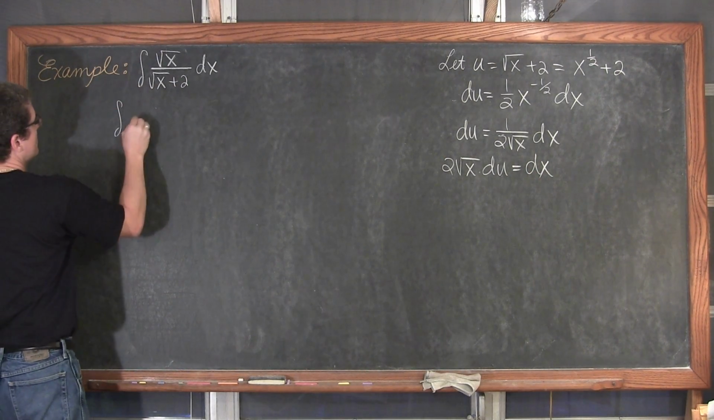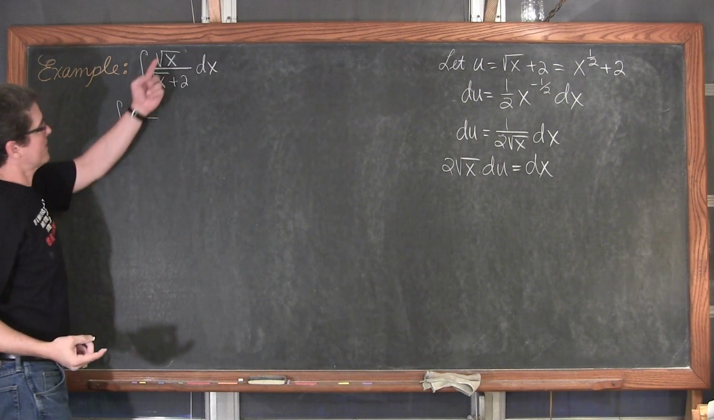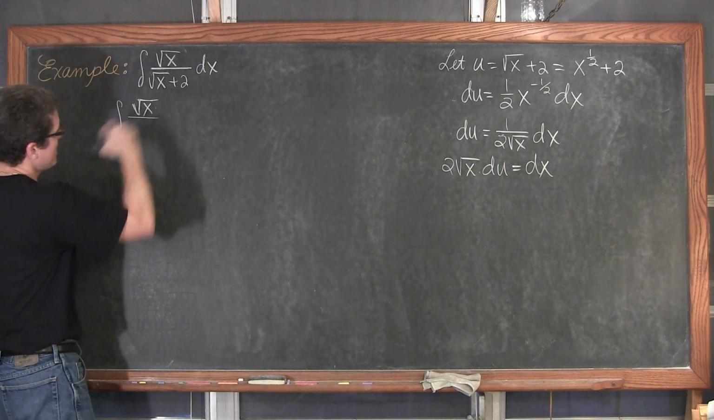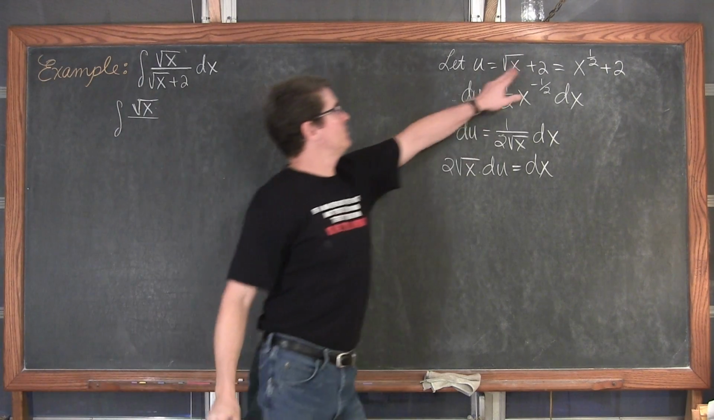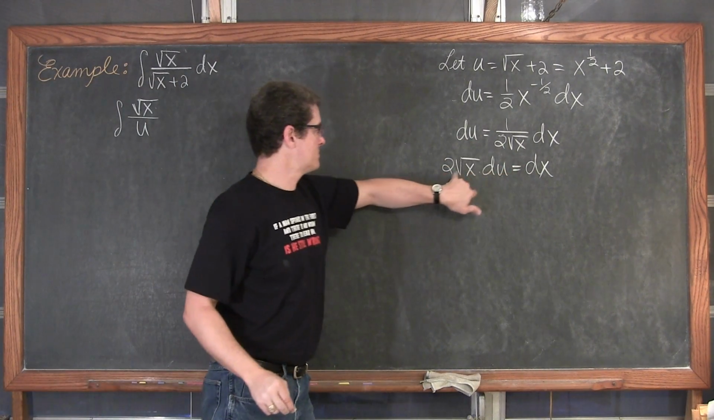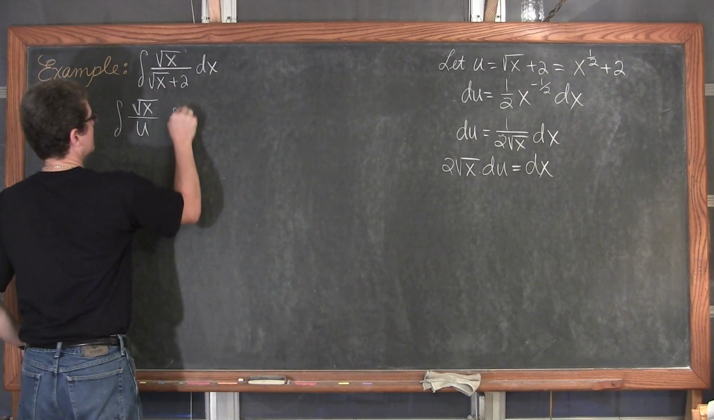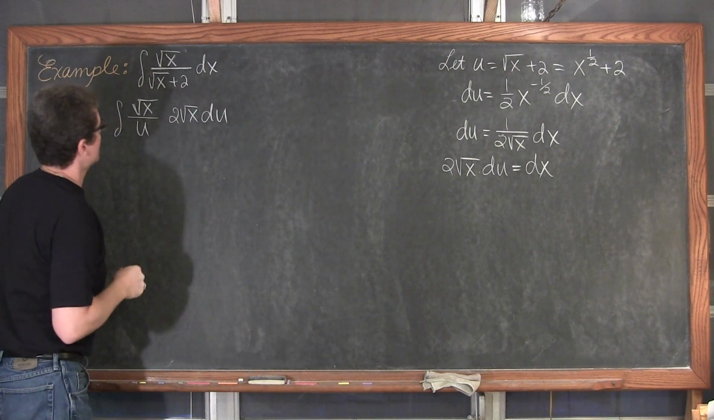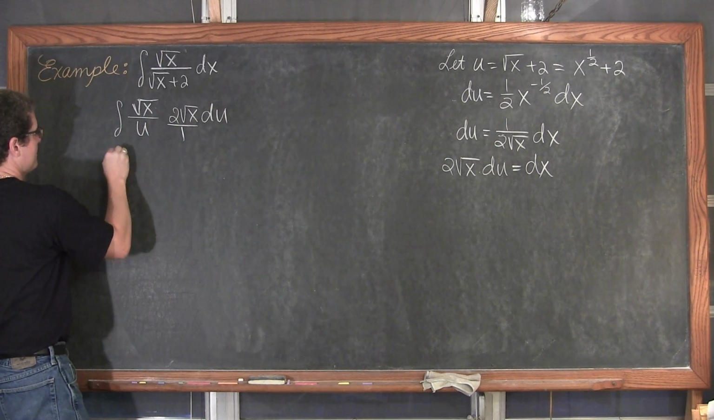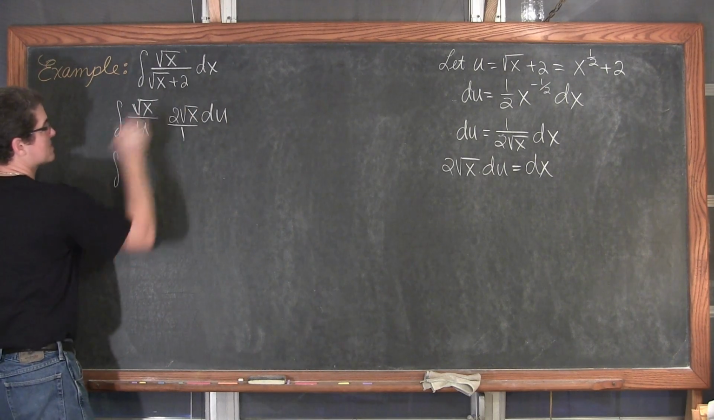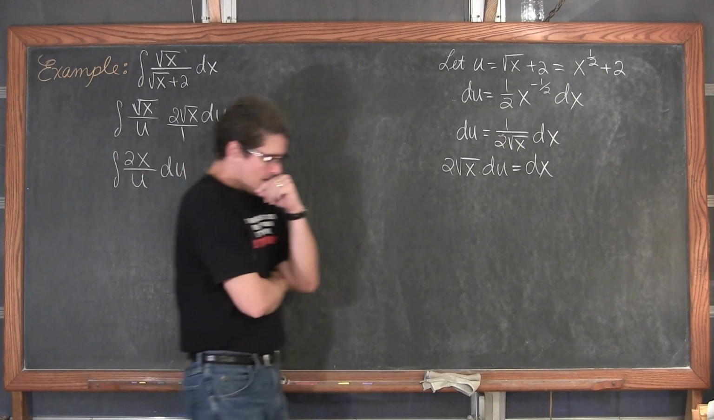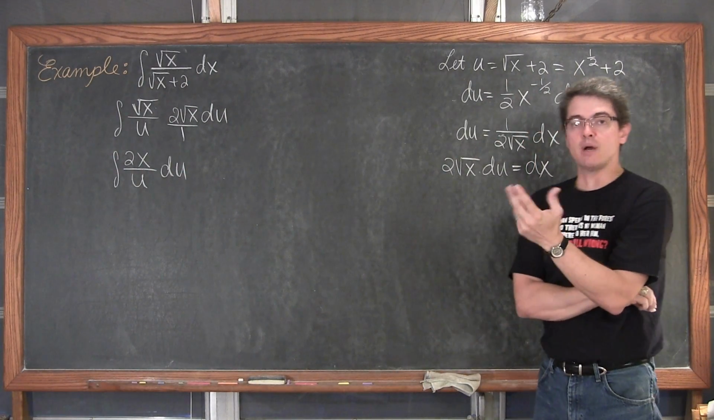We have the indefinite integral of, well, I have nothing to get rid of that square root of x so far, so we have the square root of x, we have the square root of x plus 2 is u, and dx is 2 square root of x du. Okay, and then if I let that be over 1 and multiply this together, we have the indefinite integral of 2 square root of x times square root of x is x, over u du. Well, I have not gotten rid of all of my references of x yet.